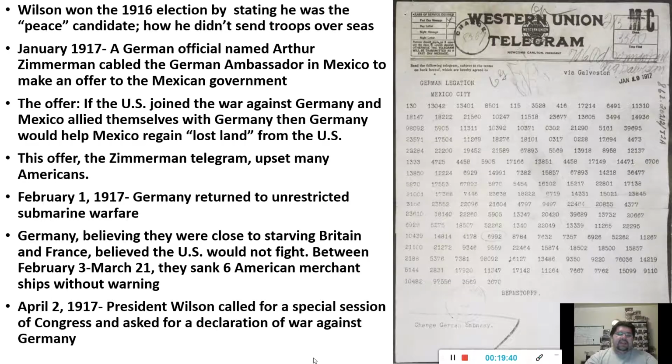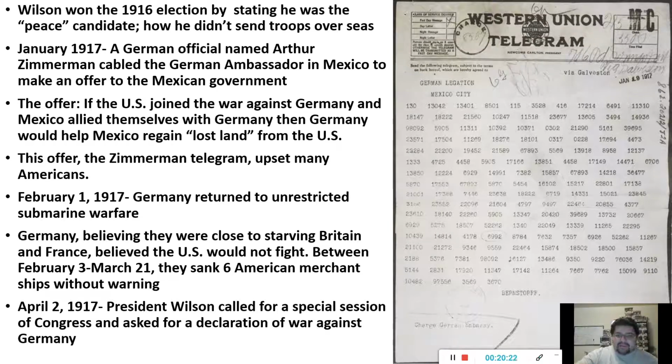Now, the next election came up in the United States in 1916. Woodrow Wilson won by stating he was a peace candidate. He's like, yeah, see, the war is going on over there, and we haven't gone yet. Because why? I want peace. We shouldn't be involved. I'm the greatest. He also pointed out, hey, we didn't send any troops over. See, we're keeping out of this war. That's not our war. But in January 1917, a German official named Arthur Zimmermann cabled the German ambassador in Mexico.